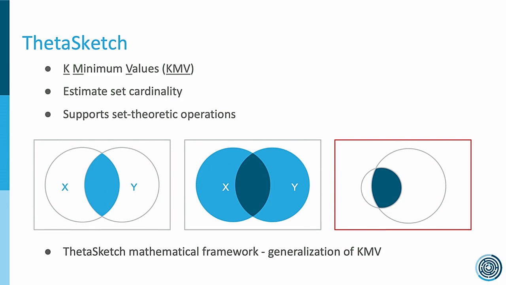Now, the biggest benefit for us with Theta Sketch or KMV was its great support for set theoretic operations. So we could calculate the union between two sets, the intersection between two sets, without losing too much accuracy. The only problematic case that we found with KMV was when we tried to intersect a very small set with a very big set. And Itai will later show you how we managed to overcome some of these issues.